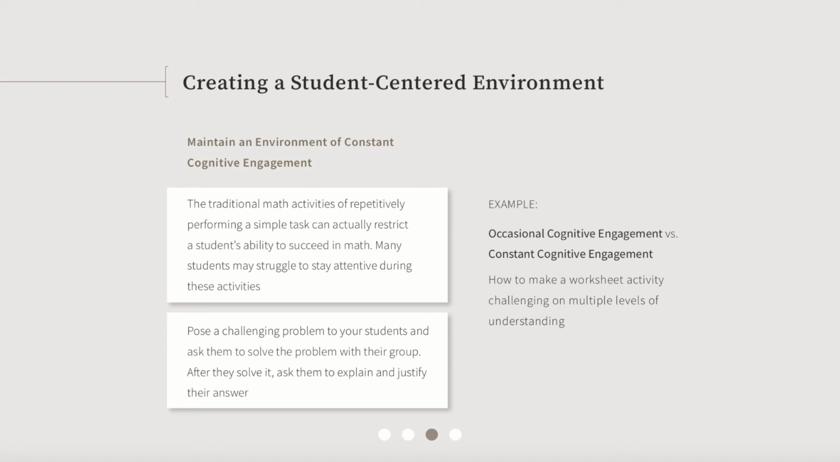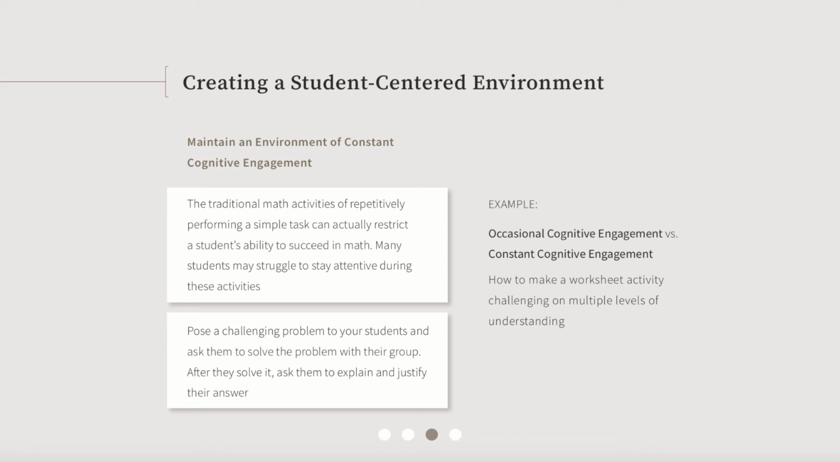Instead, pose a challenging problem to your students and ask them to solve the problem with their group. After they solve it, ask them to explain and justify their answer. If a group finishes early, challenge them to find other ways to solve the problem. If you present the challenge, the students will tackle it.